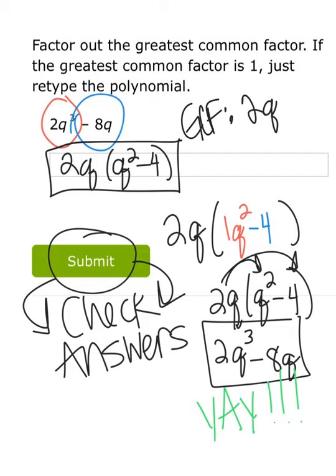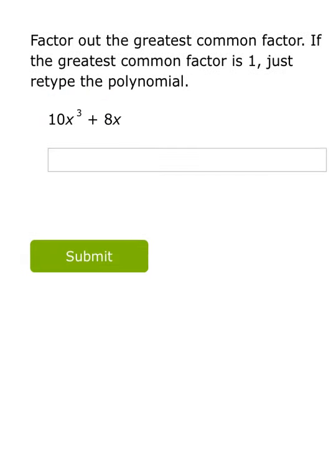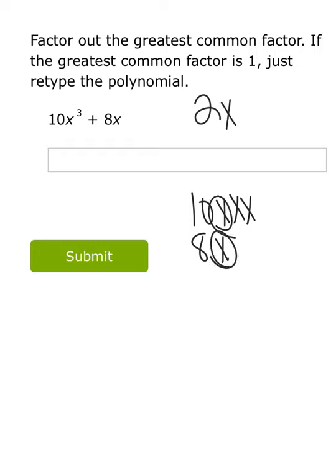Alright, let's move on to another example. Alright, we need to find the greatest common factor of 10x cubed plus 8x. So let's start with the 10 and the 8. I know that the greatest common factor of 10 and 8 is 2, because 2 divides evenly into 8 and 10, and it's the greatest number that they both have in common. Okay, now let's look at the variables. If I were to write this out, x cubed would be x times x times x, and then just 8x. So they both have at least one x in common, so the greatest common factor would be 2x.